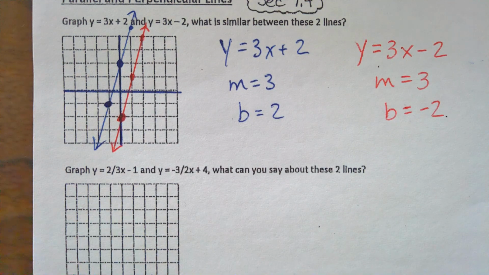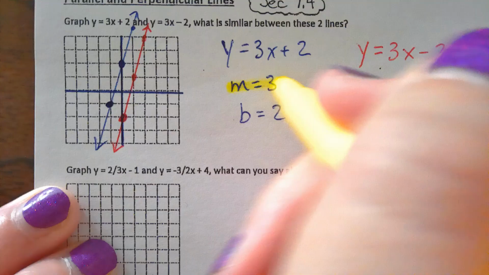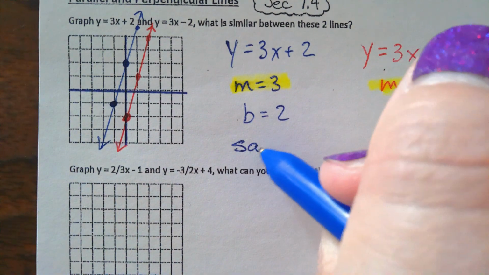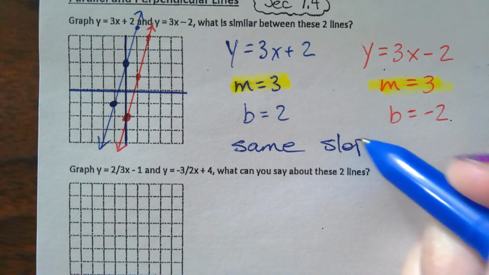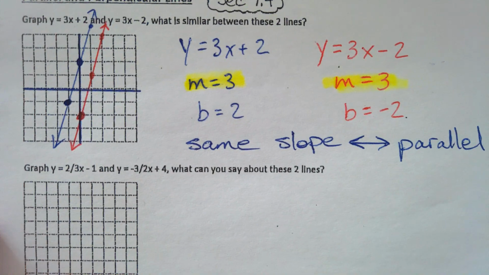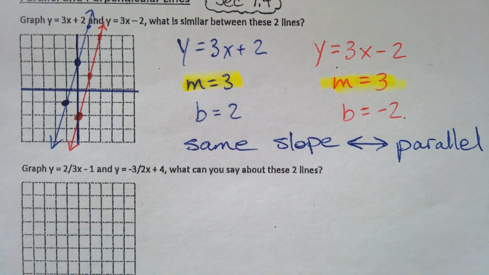Okay, so graphically, yeah, they look like they are parallel, but mathematically, they have the same slope. So does y-intercept matter? No. Okay. So same slope means they're parallel. Or parallel means same slope. So this is what we figured out last week. This is just a quick reminder.